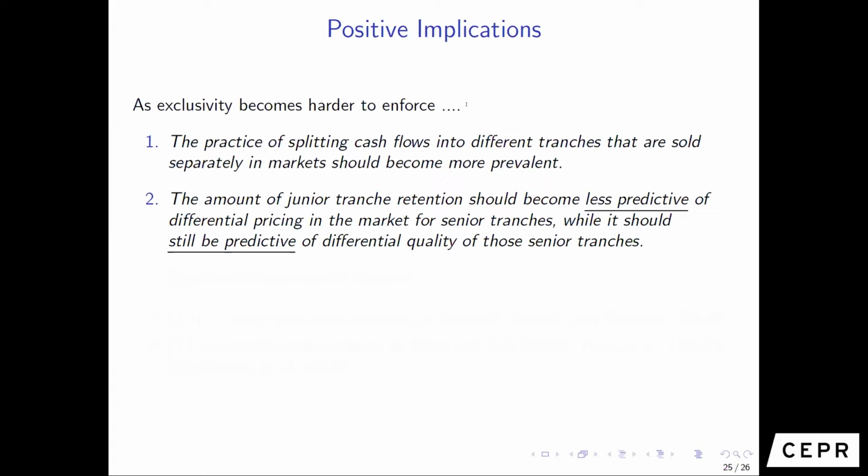The amount of junior tranche retention should become less predictive of differential pricing in the market for senior tranches, but it should still be predictive of differential quality for those tranches. So what this means is that retention is not going to operate as a signaling device. If a particular asset-backed security is such that the issuer is retaining the junior tranche, this should not affect the price of the senior tranche, but it should predict its quality, okay? And of course, the quality of assets should also fall as exclusivity becomes harder to enforce.